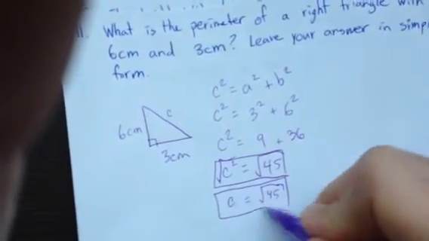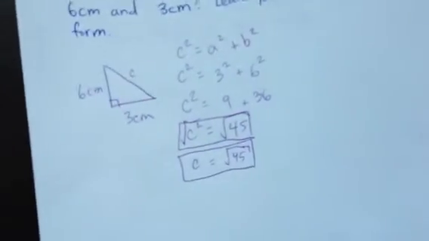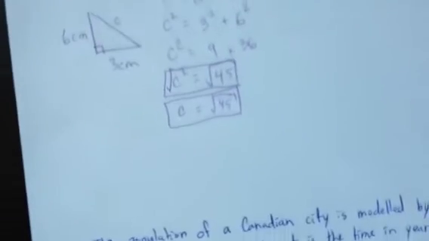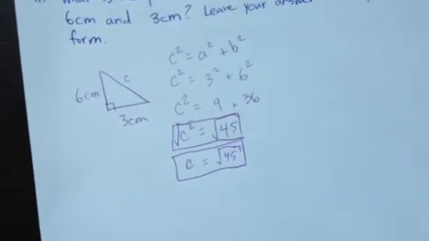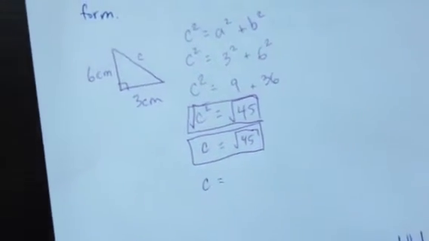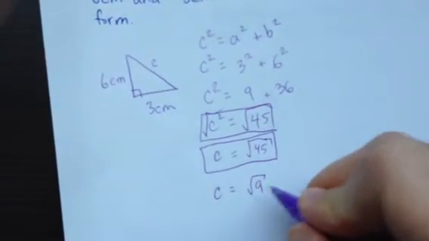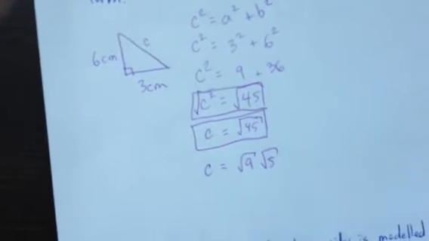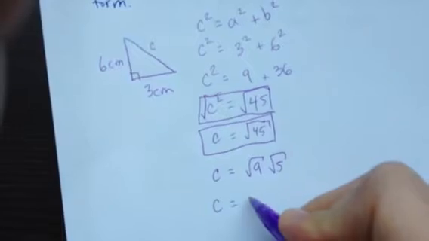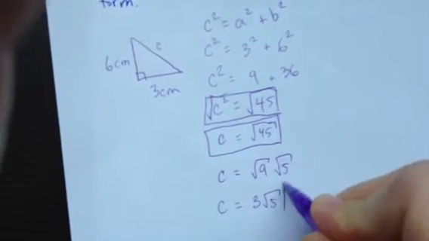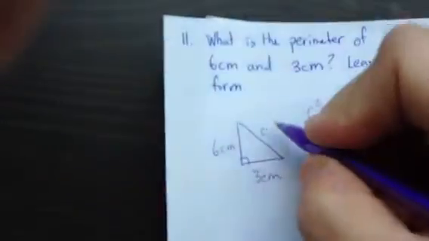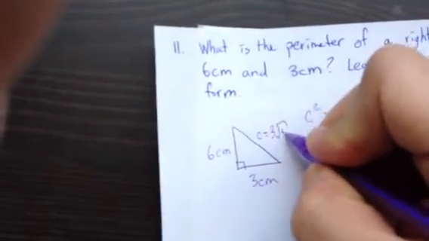Now, if I look at root 45, I can actually break that number down. It wants it in simplest form. It does not want a decimal answer. It wants the exact answer in simplest form. It did not ask us to round. So if I break this up, I can break up 45 into root 9 times root 5. Why would I break it up into these two numbers? Because I could take the square root of 9, and so this is just 3 root 5. And that is what my c value is equal to. Okay, so c is equal to 3 root 5.